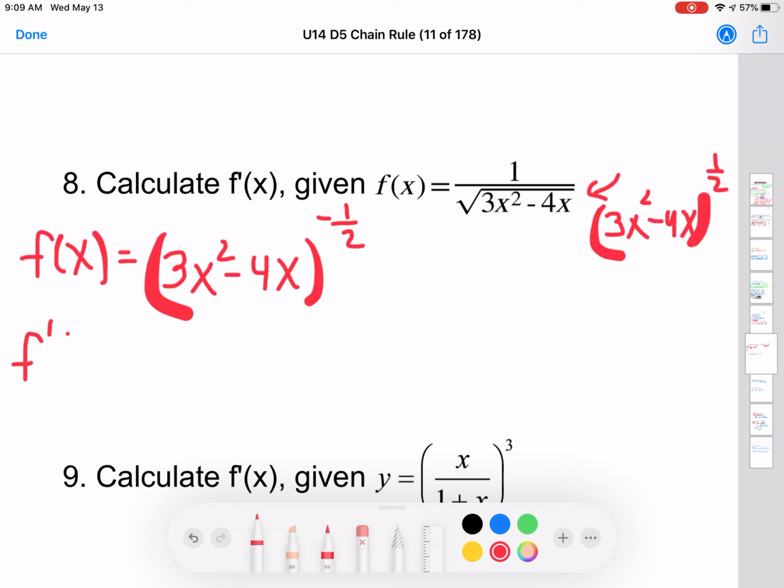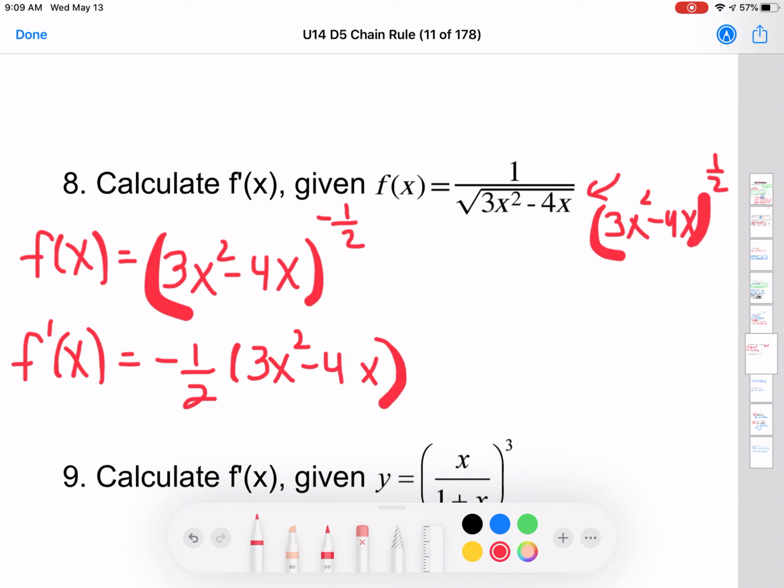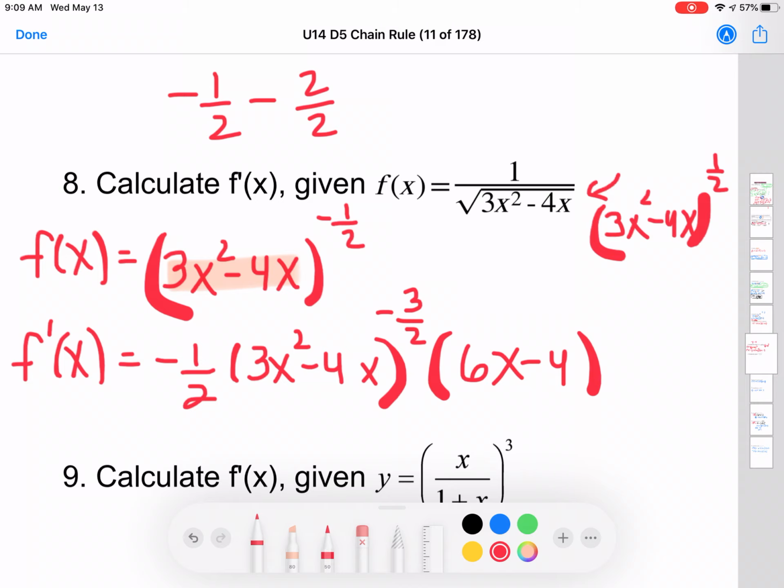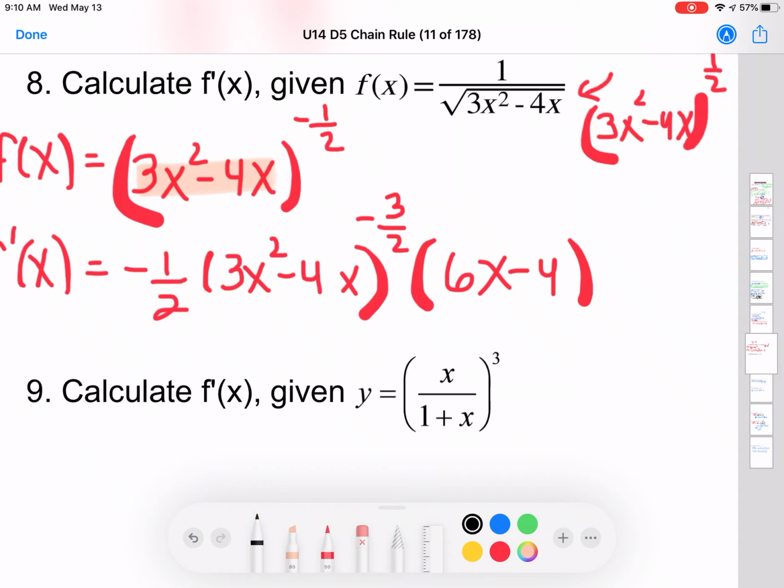Now let's take the derivative. So we'll use our chain rule. Power rule, right, for the outside. So -1/2, 3x squared minus 4x. Decrease the power by 1. So -1/2 minus 1 whole, so we'll minus 2/2. So -3/2 times the derivative of the inside, 6x minus 4. All right, looking good. And if we had to clean that up, we would just move again. This 3/2 would become positive on the bottom, and you could put that in radical form.